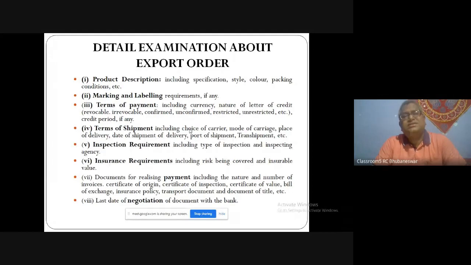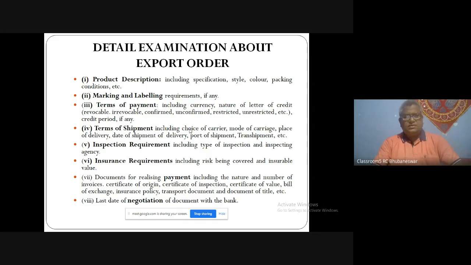The question is, how do you examine the export order? You need the product description, style, color, packing, contents, marketing and labeling. Terms of payment are there: confirmed, not confirmed, restricted, unrestricted, letter of credit. There are different other payment systems also.